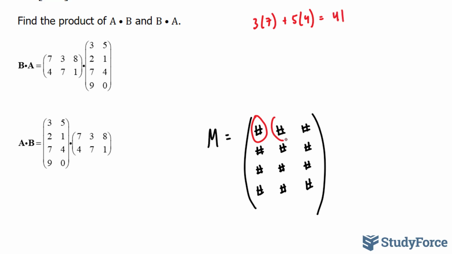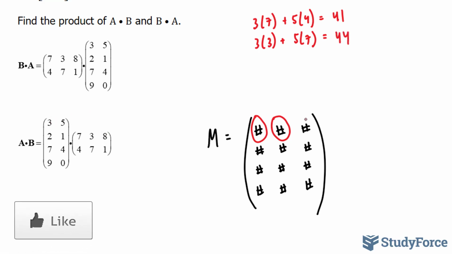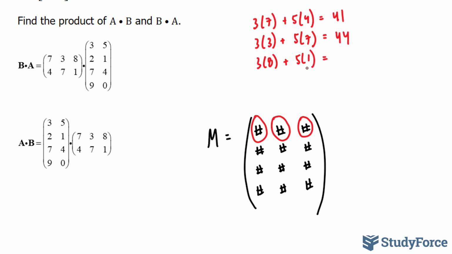Next, let's find out this number. 3 times 3 plus 5 times 7. 3 times 3 is 9 plus 35 gives us 44. 3 times 8 plus 5 times 1. 3 times 8 is 24 plus 5 is 29. So we just found the completed row for our matrix. 41, 44, and 29. Let's move on to row 2.